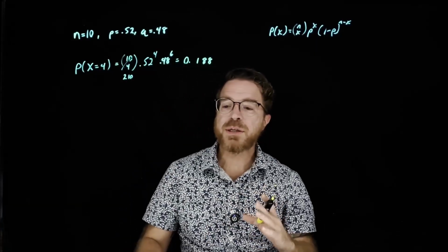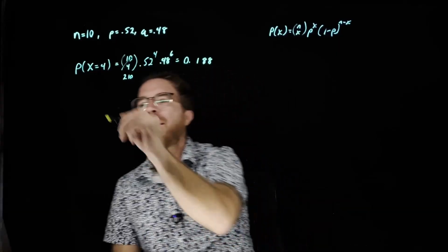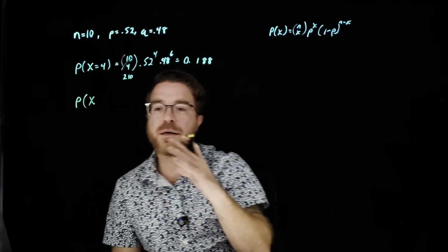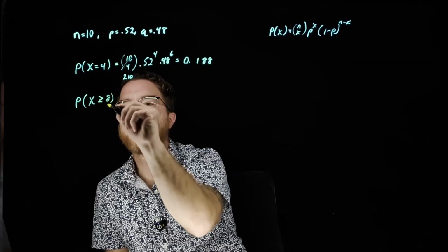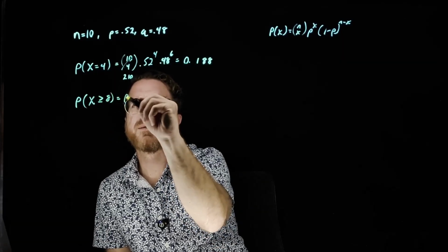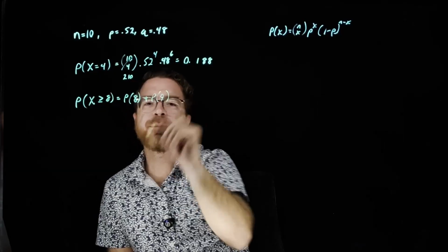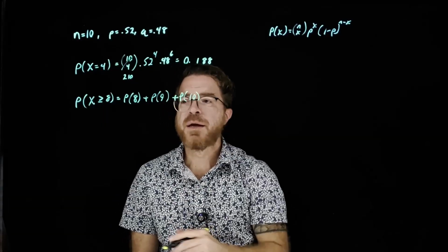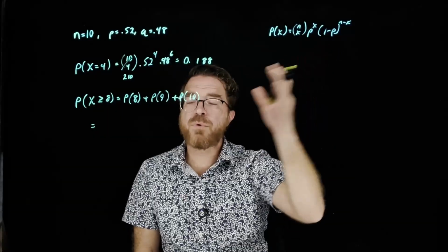Part B says, what is the probability that the number of candidates who pass is at least 8? So the probability of at least 8 means that it is greater than or equal to 8. Solving this, this would be the probability of getting 8 that pass, plus the probability of getting 9 that pass, plus the probability of getting 10 that pass. So what we'll do is use our binomial probability formula for each of these and solve for them.